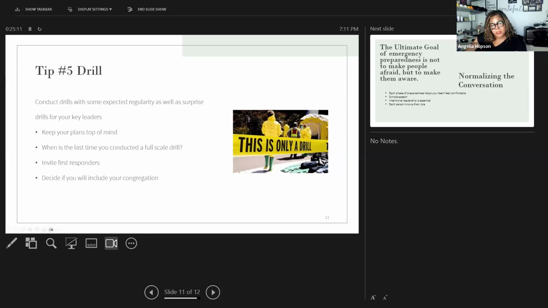Invite the first responders if you met with them, and you want to have them come observe your drill because they have a lot of good feedback. They might even say to you, this isn't the best door for you to exit out of during this kind of a drill, or this is the best thing. You want to time it. I didn't put that on there, but you certainly want to time it and decide whether or not you want to include your congregation. We talked a lot about that already. I had that on the slide to talk about.